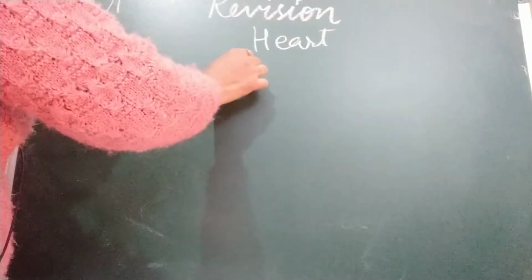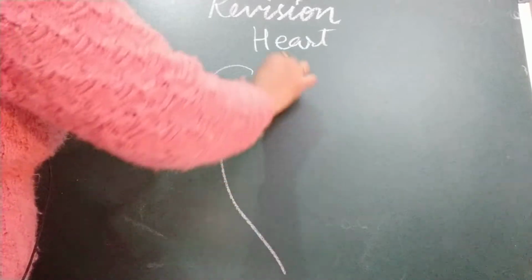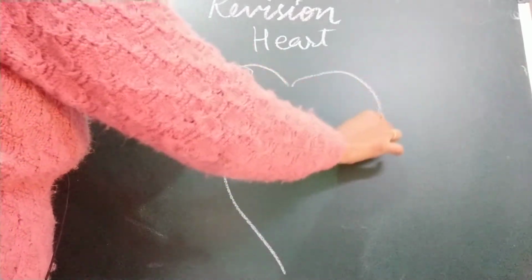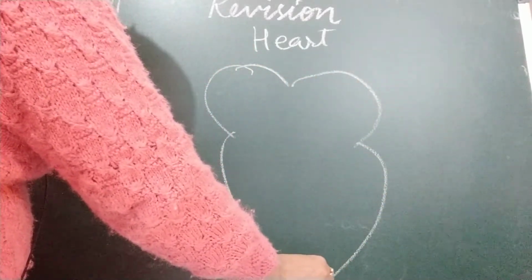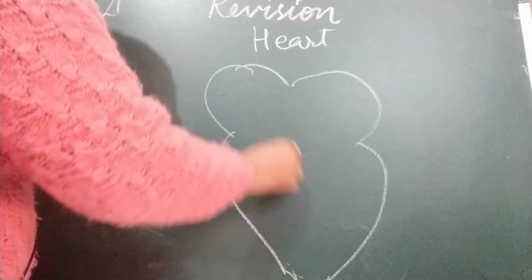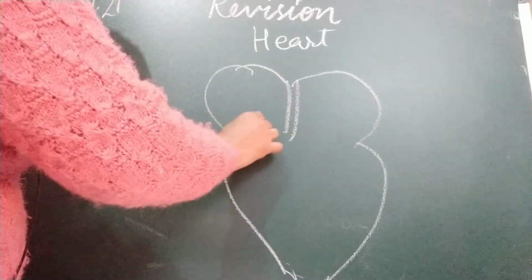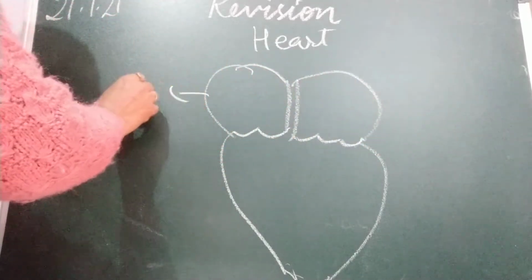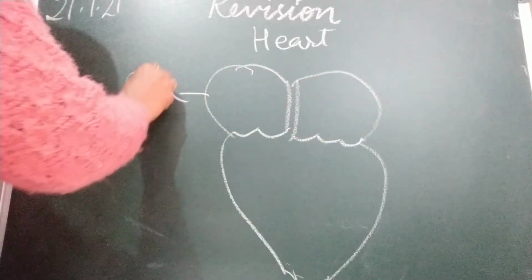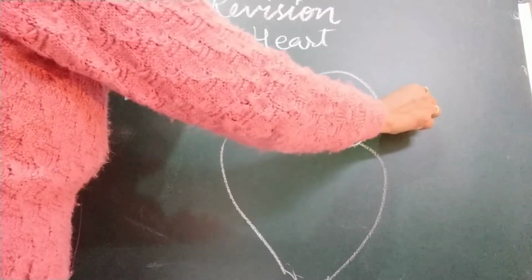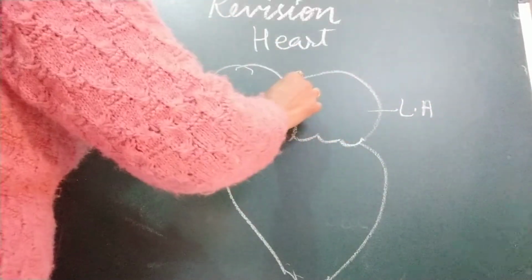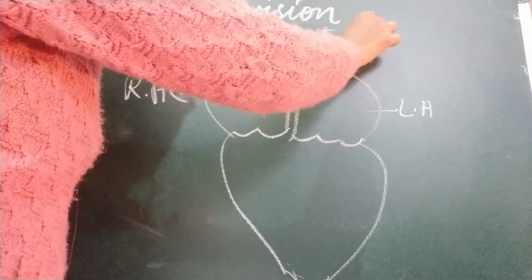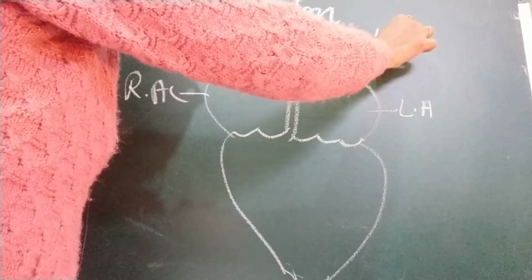Heart, we know children, the heart has two upper chambers. These are called auricles. This is the right auricle. This is the left auricle. They are separated by the septum, the auricular septum.